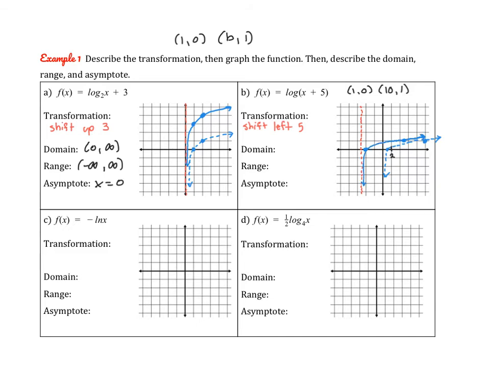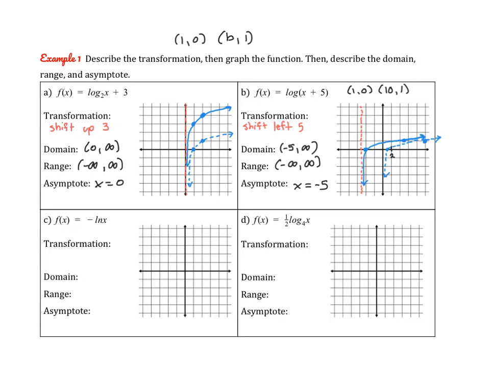asymptote. There you go. So since we shifted our graph to the left, our domain is a little bit different. Our domain is going to be from negative 5, where our asymptote is, to positive infinity, everything to the right. Our range is still all real numbers, and our asymptote again is at x equals negative 5, because it was shifted to the left 5.